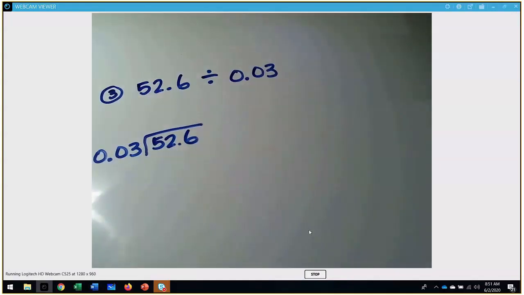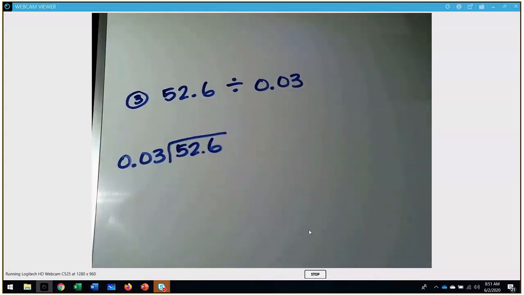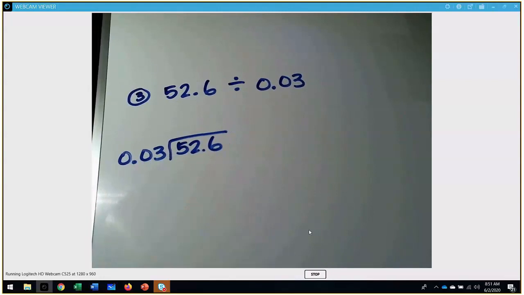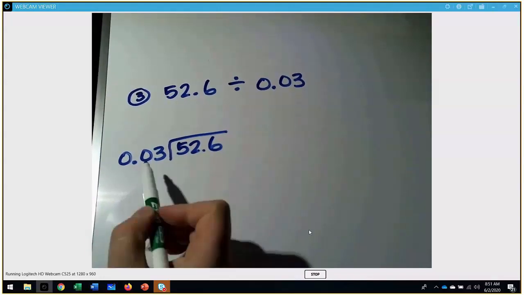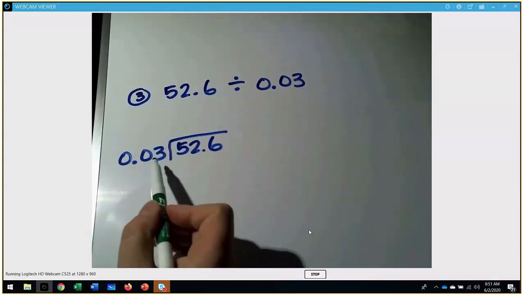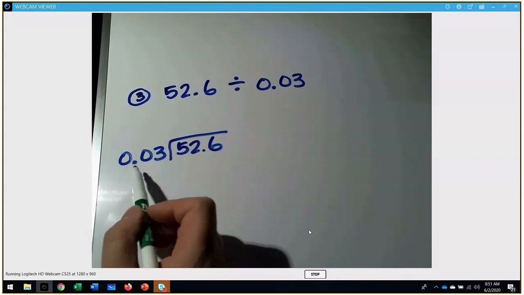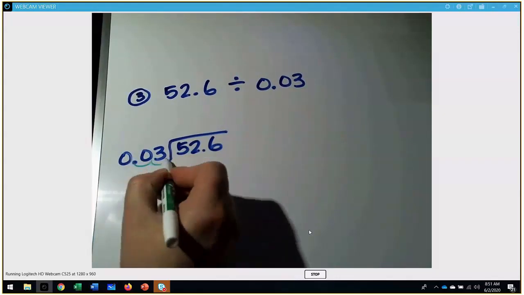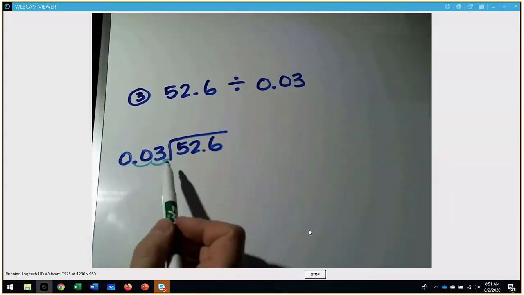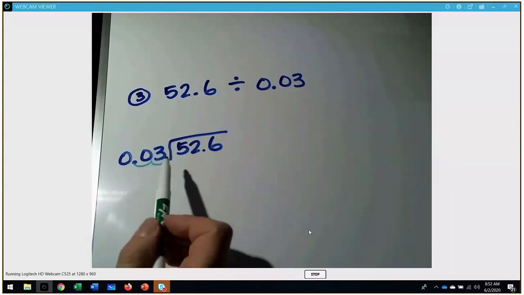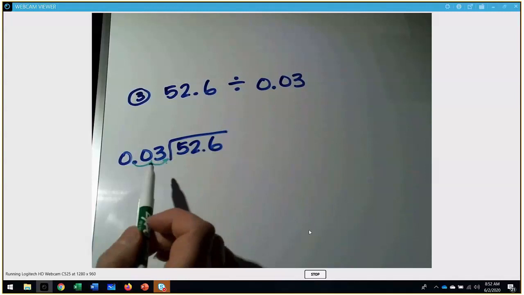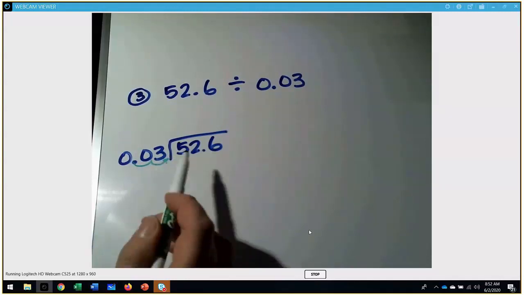Okay. So here I have it set up. Since I have a decimal out here on the outside in my divisor, I'm going to move it over to the right, however many times I need to put it behind the last number. That'll get rid of my decimal and create a whole number. So if I move it over twice, now it's a 3.